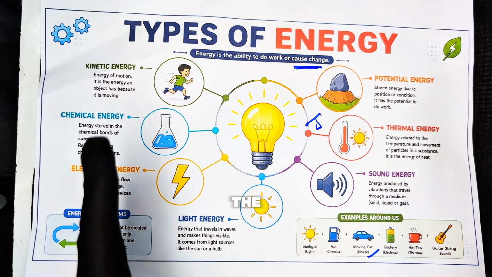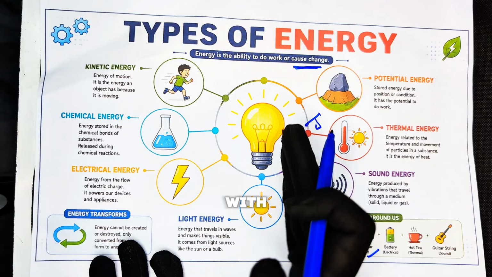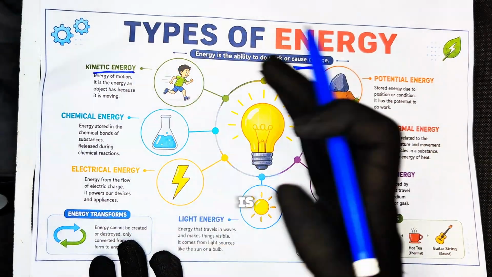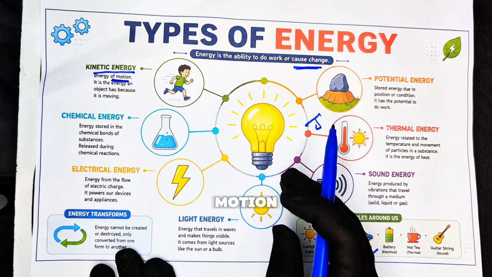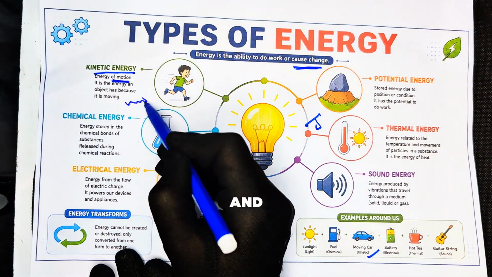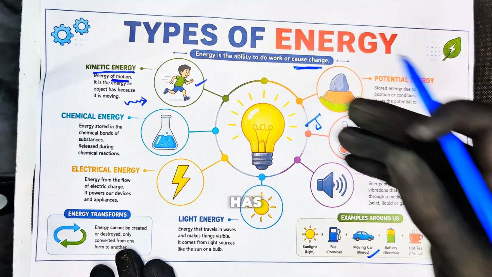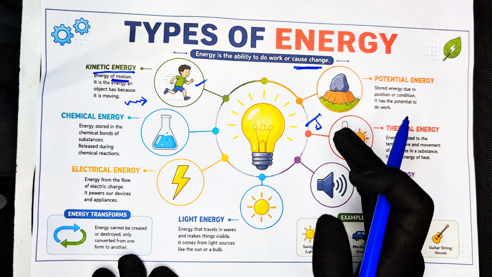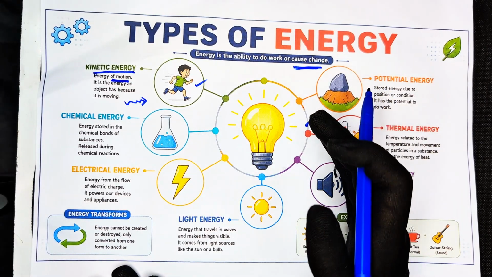Now let's look at the different forms of energy. Let's start with one of the easiest types, kinetic energy. Kinetic energy is the energy of motion. If something is moving, it has kinetic energy. A moving car, a running person, and a rolling ball have kinetic energy. Even the wind has kinetic energy because air particles are moving.